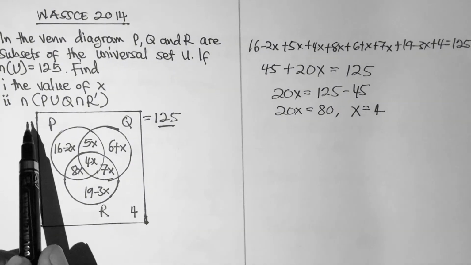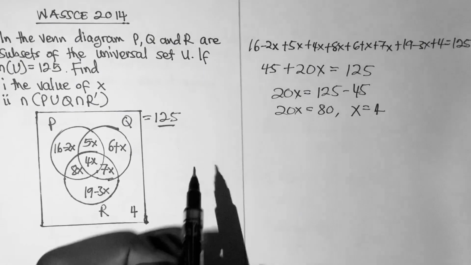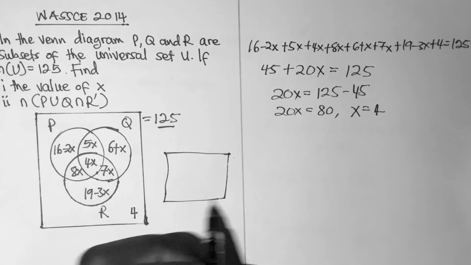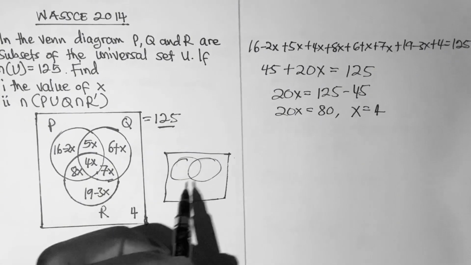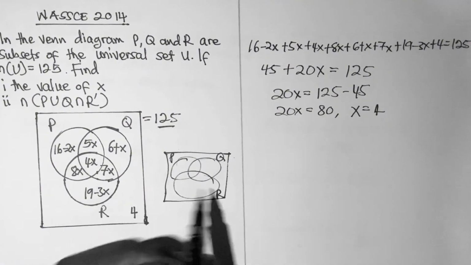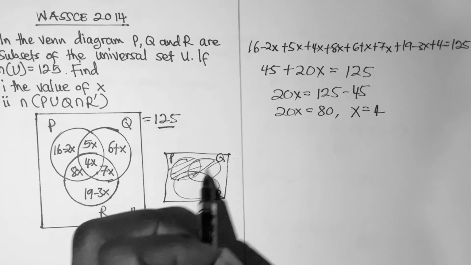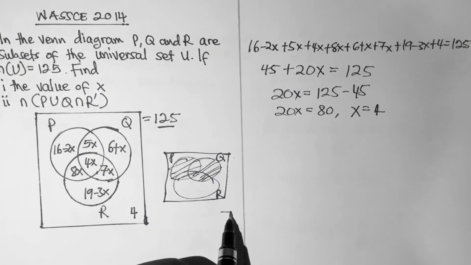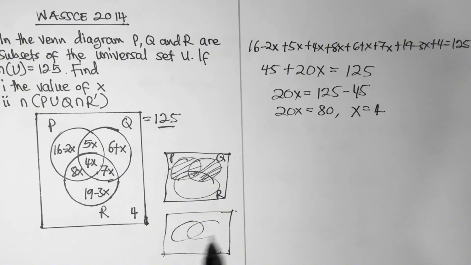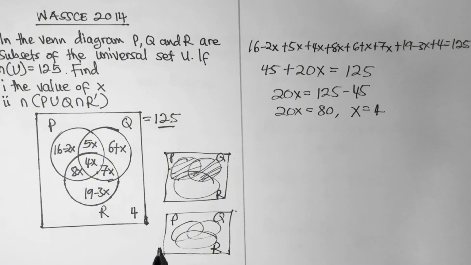So the question is saying we should find number of P union Q intersection R prime. Let's illustrate that on a little Venn diagram here. So this is P, this is Q, and then this is R. So P, Q, and then R. Let's first find P union Q. So P union Q is this region. Now let's draw another one and find R prime. So this is P, Q, and then R. So what is R prime?